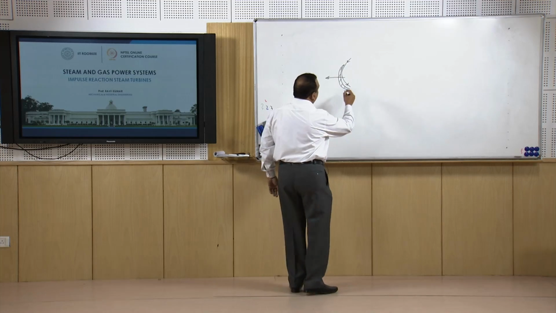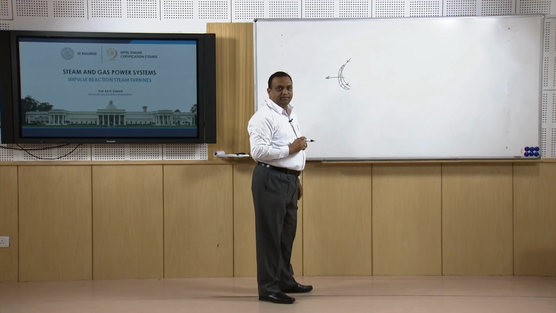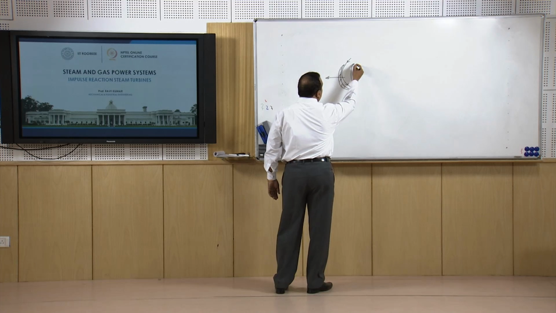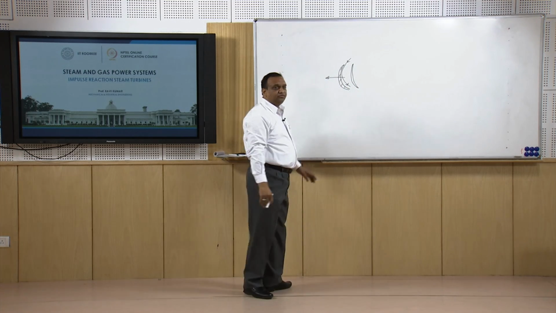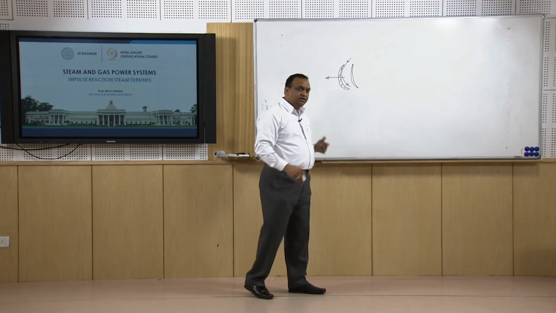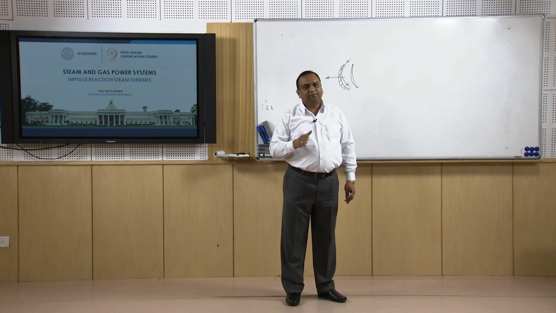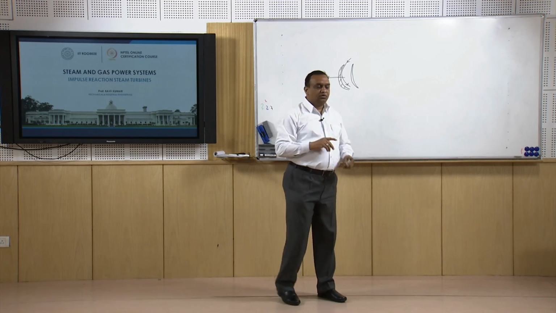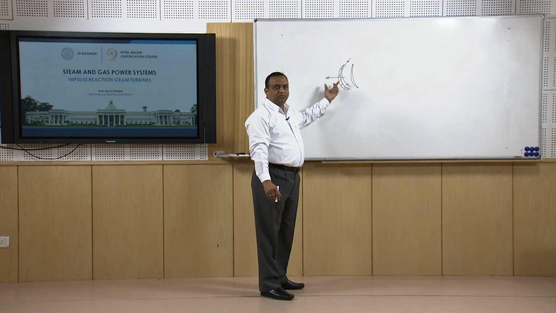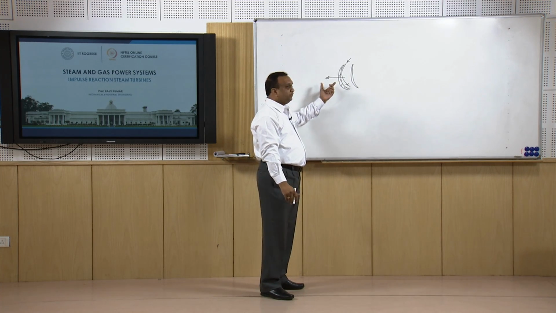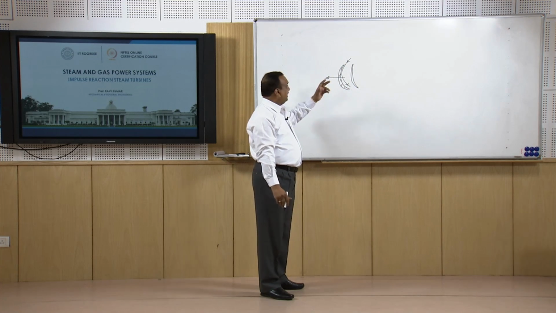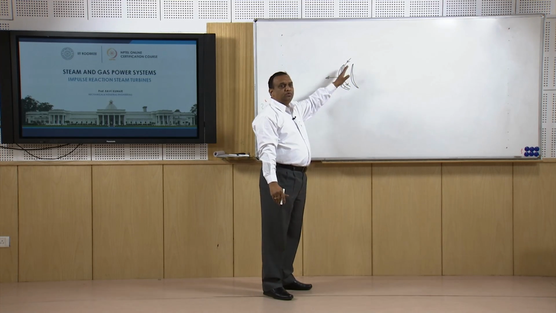Now, in impulse reaction turbine, the pressure drop takes place in the blade passage as well. In impulse turbine, there is no pressure drop in the blade passage, but in impulse reaction turbine, there is a pressure drop in the blade passage as well. Due to this pressure drop, additional force is exerted on the blade. So, the blade receives two types of forces. One is due to change in momentum, the impulse force, and another one is the reaction due to pressure drop in the passage.